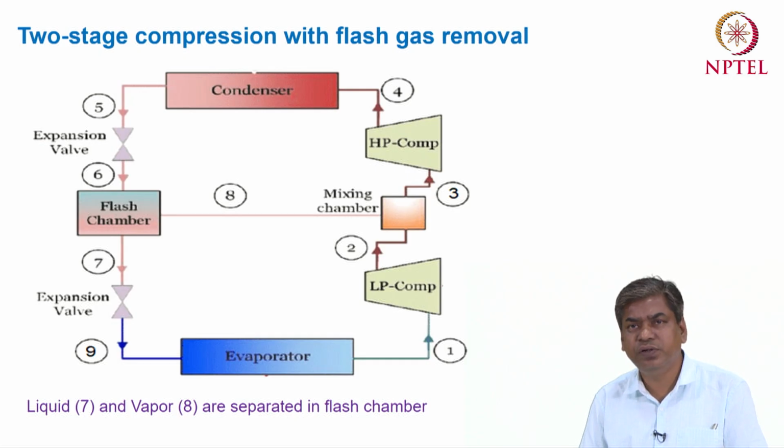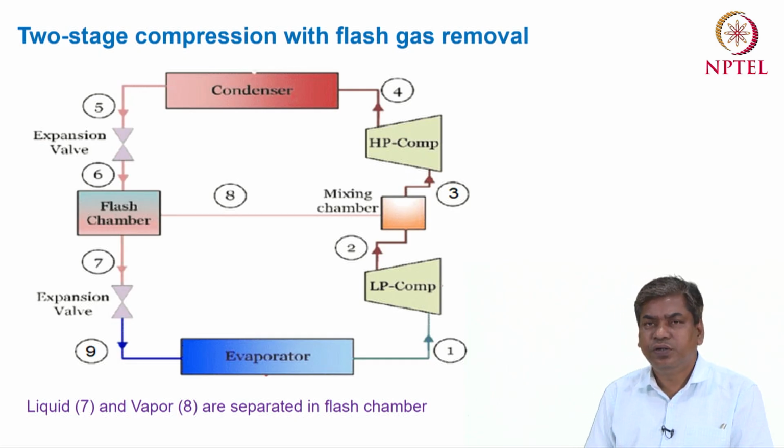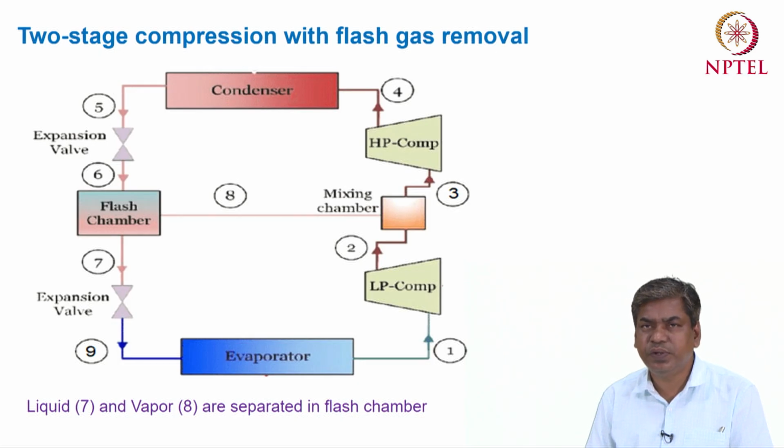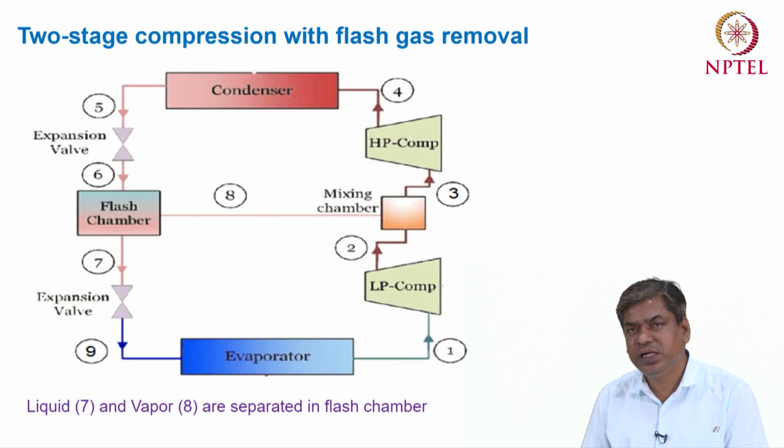Here we will use a flash chamber, and the flash chamber operates at the intermediate pressure, that is, in between the low pressure compressor and the high pressure compressor. At this intermediate pressure we use the expansion process 5 to 6, the first expansion, and after that we get liquid and vapor. So the flash chamber is used to separate the liquid and vapor.